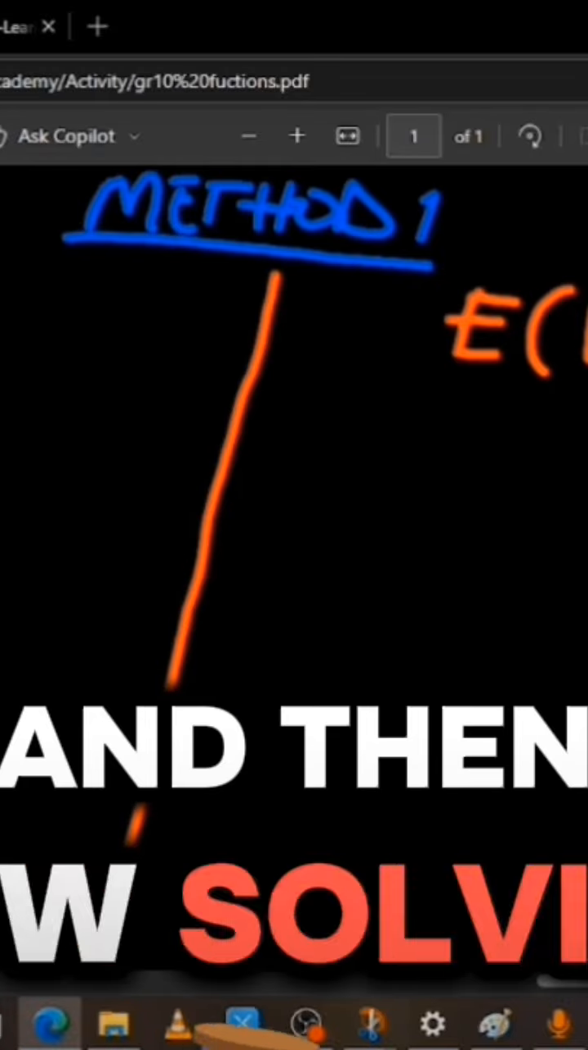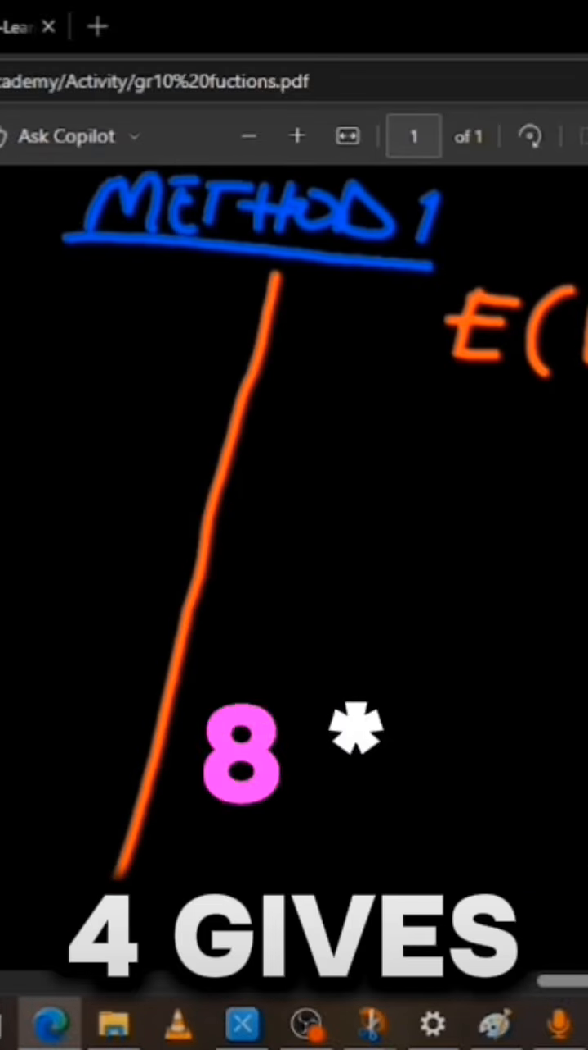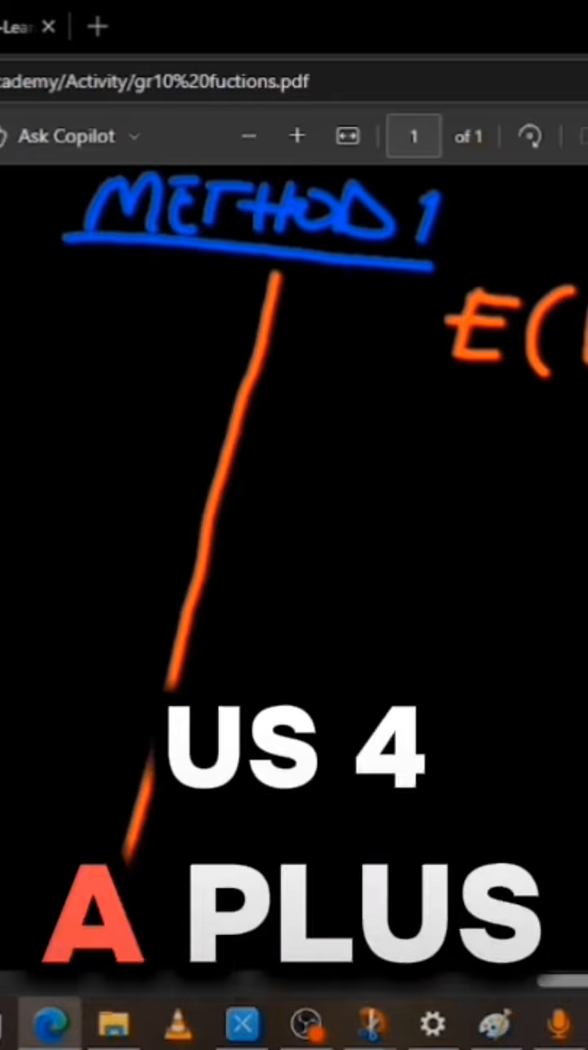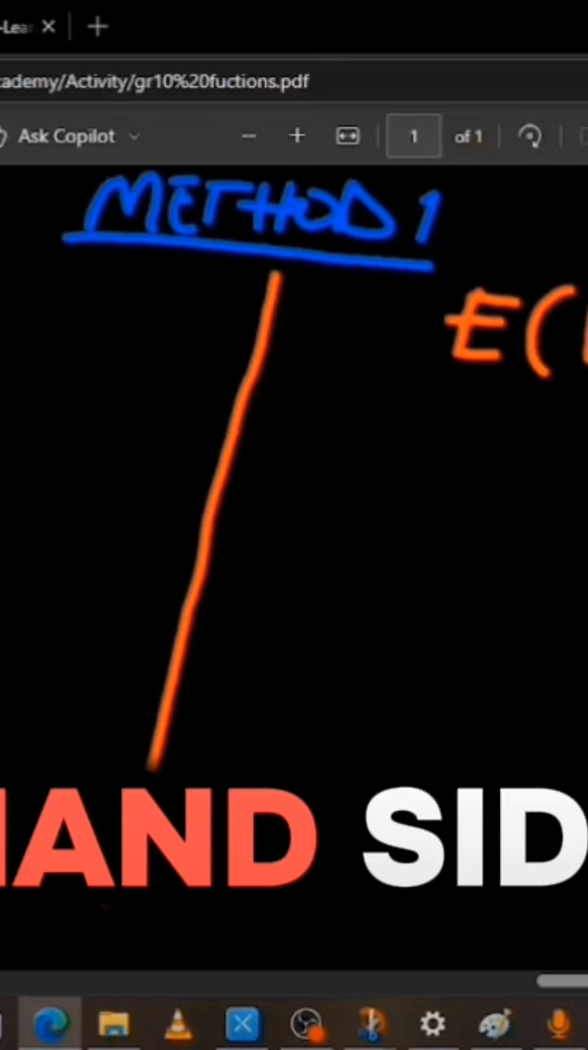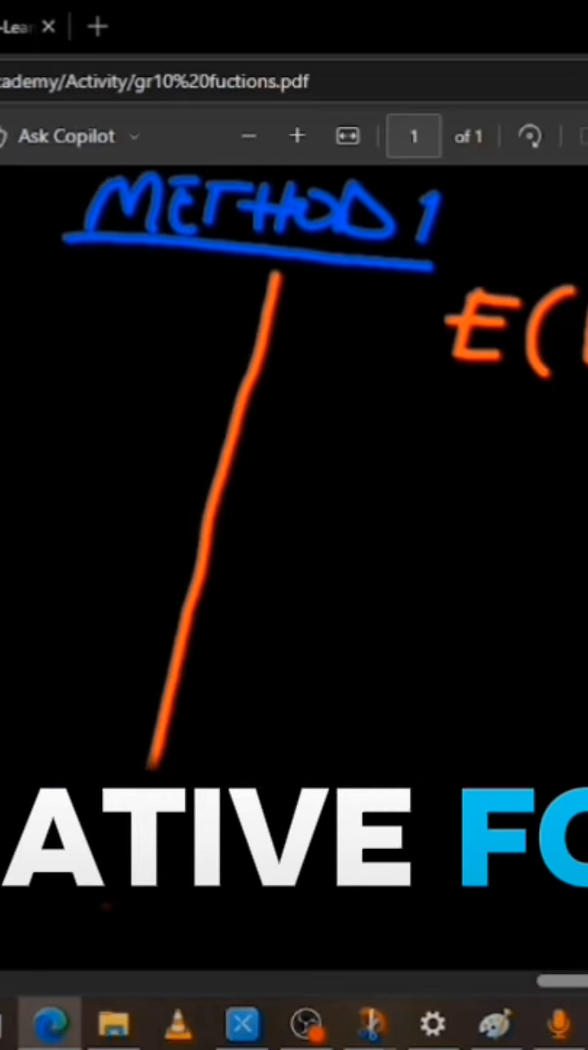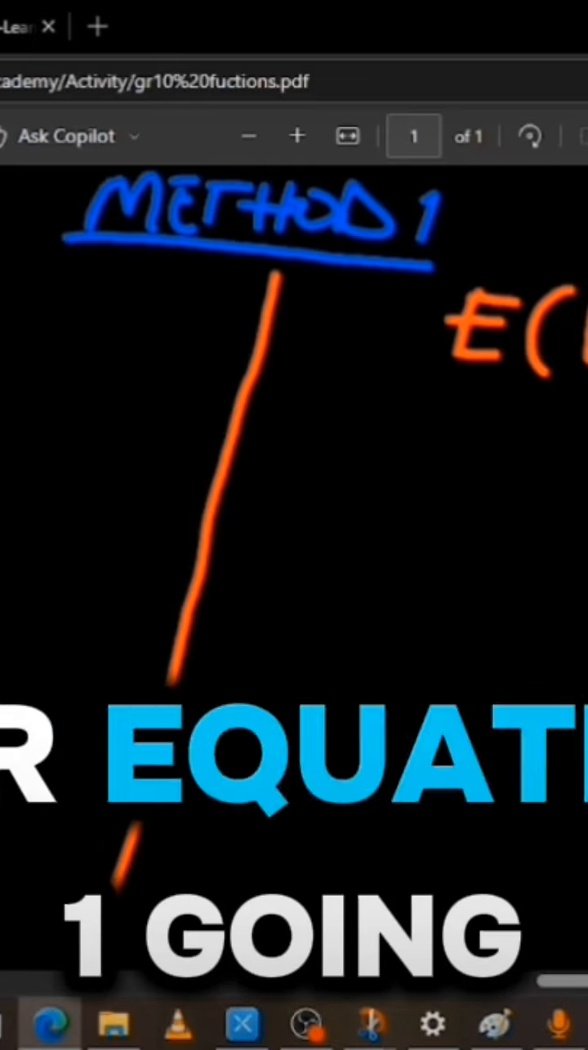Now solving for b, or simplifying, a times 4 gives us 4a plus b equals 0, and then we're going to transpose the 4a to the right hand side, giving us b equals negative 4a. So now this is our equation 1.